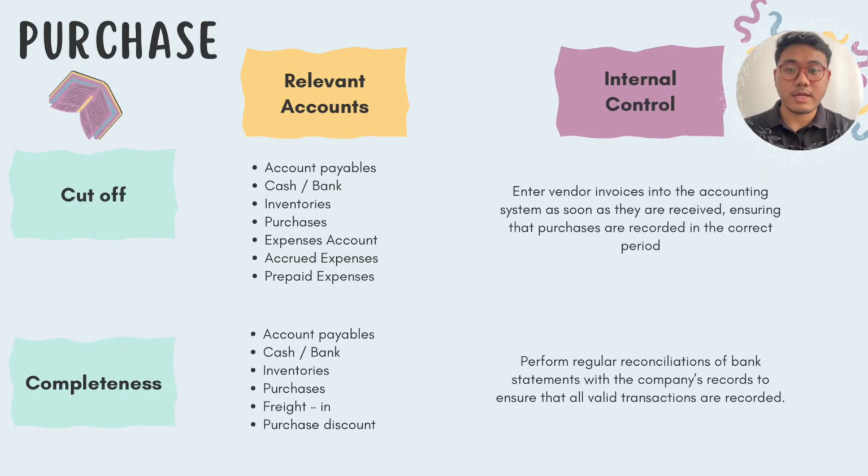Moving forward is cut-off. Starting with the cut-off assertion in the purchase process. This ensures that transactions are recorded in the correct accounting period. The relevant accounts related to the cut-off are accounts payable, cash or bank, inventories, purchases, expenses accounts, accrued and prepaid expenses.